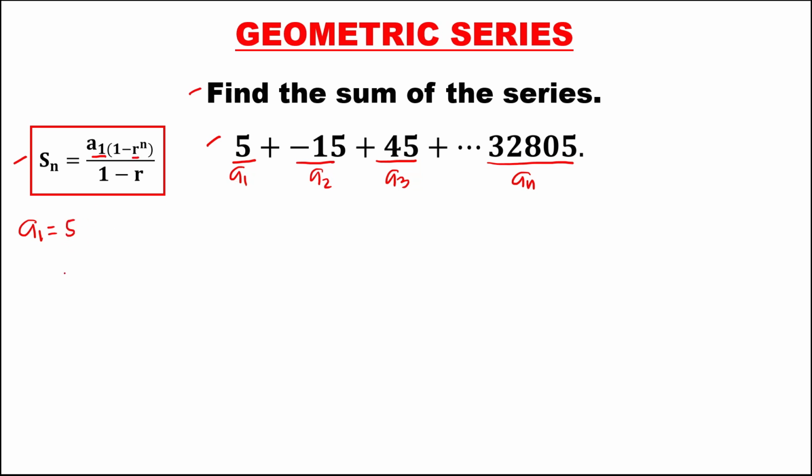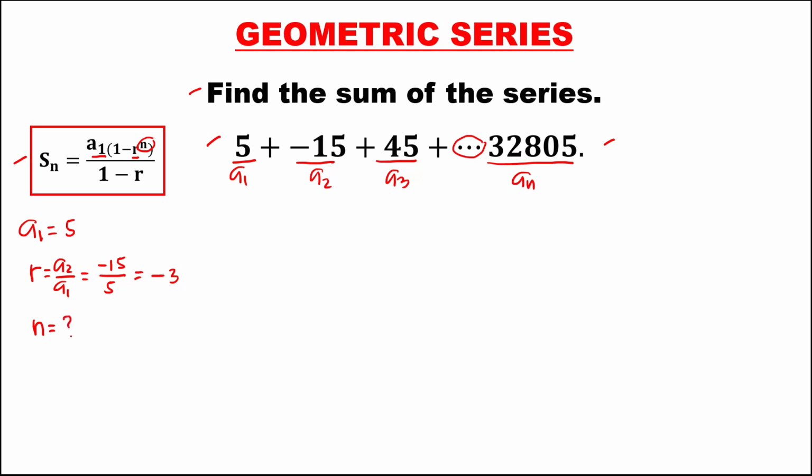Then observe from this formula, so we have a sub 1, and a sub 1 is equal to positive 5. Then R is the common ratio, so we can find R using a sub 2 over a sub 1. Since a sub 2 is negative 15 over a sub 1, that's 5. So therefore, the common ratio is negative 3. Then we have n. N is for the number of terms. Since from this given, the number of terms is unknown, because we have the missing numbers.